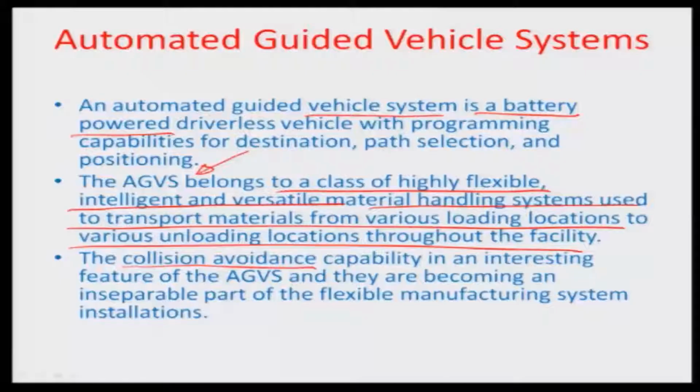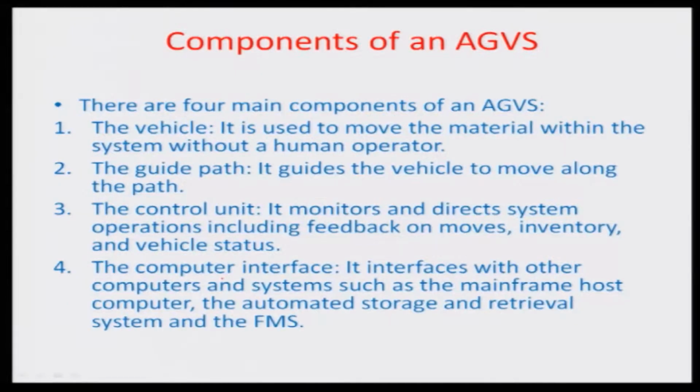Obviously, these automated guided vehicles are becoming a very important and inseparable part of flexible manufacturing system installations these days. So, what are the main components of an AGV? The first is the vehicle itself. It is used to move material within the system without human operators or human involvement. You have the guide path, which guides the vehicle to move along the path which is desirable for it to take.